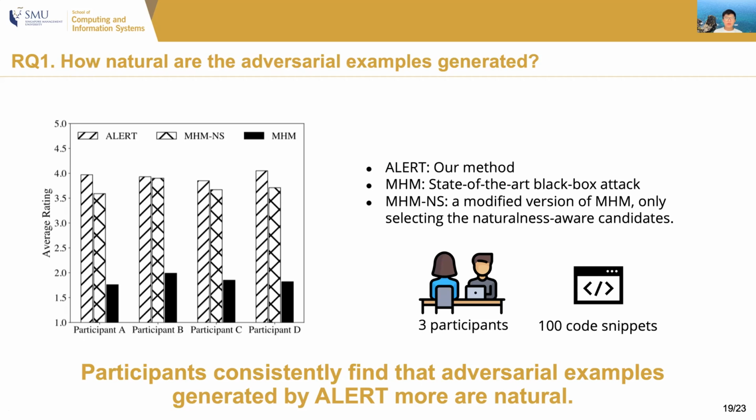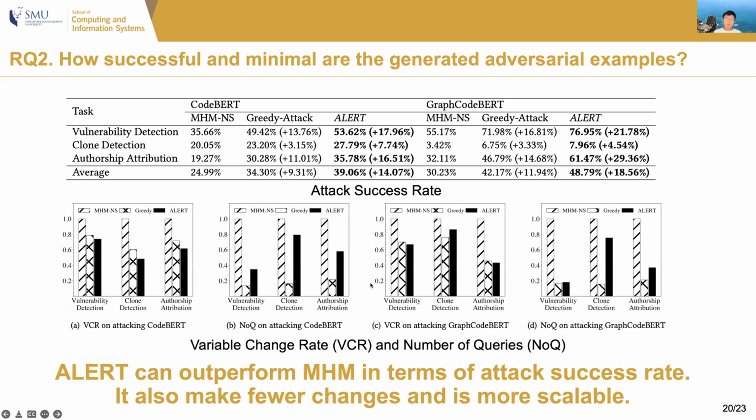In total, we sampled 300 code snippets generated by different methods and conducted a user study. The users are given a statement saying the new variable names look natural and preserve the original meaning. And the participants need to give a score on a 5-point Likert scale to judge the statement. 1 means strongly disagree and 5 means strongly agree. We plot the average score in this figure. The results show that participants consistently find that the adversarial examples generated by ALERT are natural, while those generated by the MHM are unnatural.